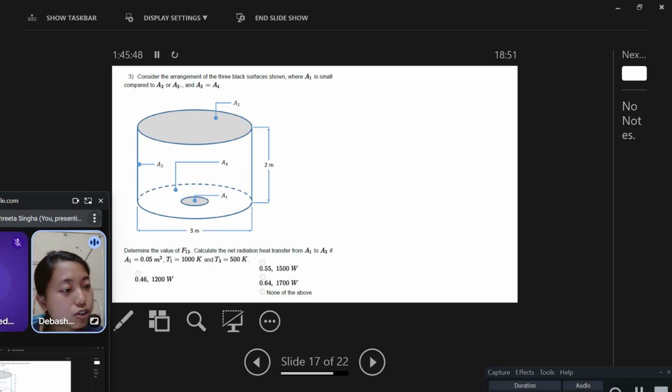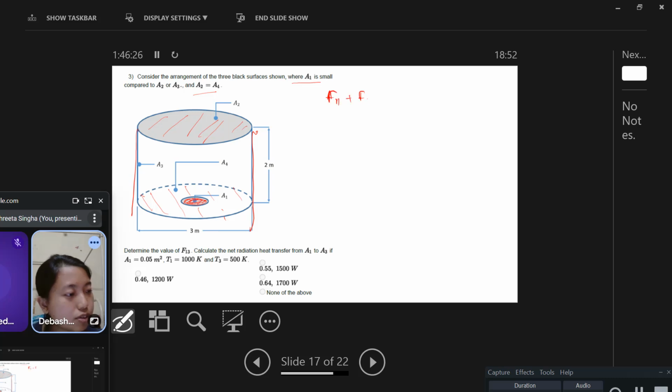Okay, consider the arrangement of the three black surfaces shown, where A1 is small compared to A2 or A3. So this is A1, small compared to A2 and A3. A3 is the curved surface part, and A4 is this whole bottom surface. Upper surface is A2, bottom surface is A4, and this small part is A1.